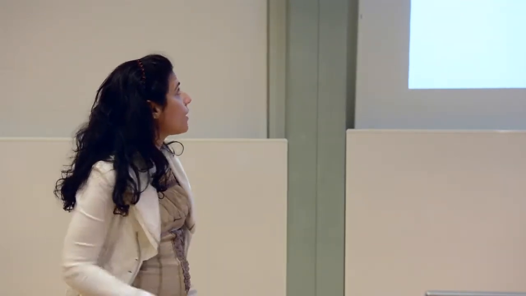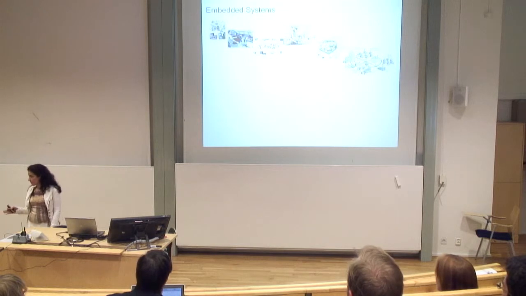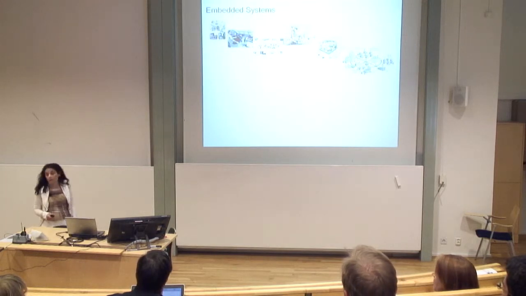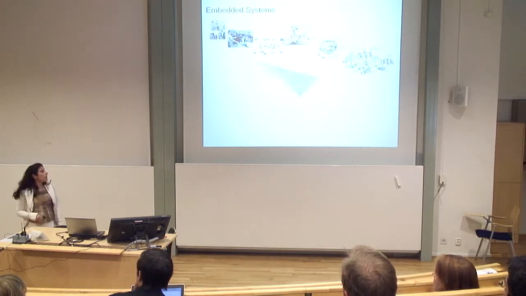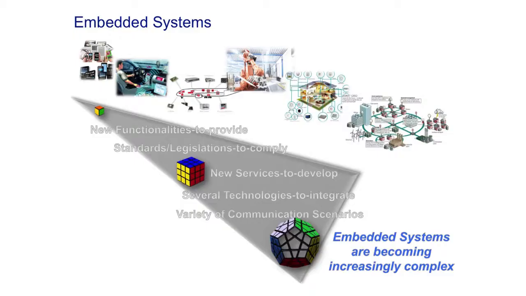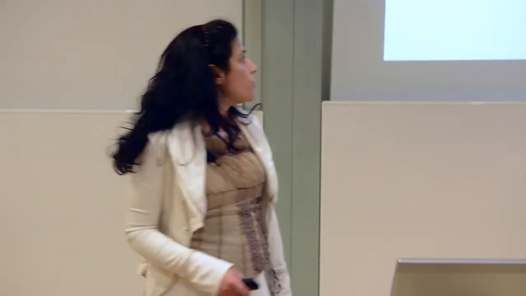So let's start with just a quick picture of embedded systems. Embedded system applications are in several domains, getting more and more complex. This increases the complexity of embedded systems in general. We have more functionalities, new services. We have a lot of standards and legislation to comply with. Even in the future there will be more. We have new services to develop. We have software technology to integrate and several communication technologies and scenarios to fulfill.